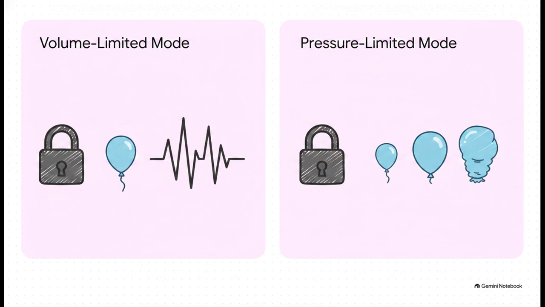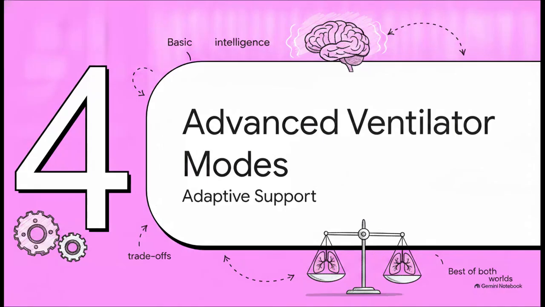Flip that around, and with a pressure-limited mode, you cap the driving pressure to protect the lungs from high forces, but now the volume will fluctuate breath to breath. You can control the volume and let the pressure float, or control the pressure and let the volume float, but you can never ever control both at the exact same time. Which brings us to Section 4, advanced ventilator modes and adaptive support.